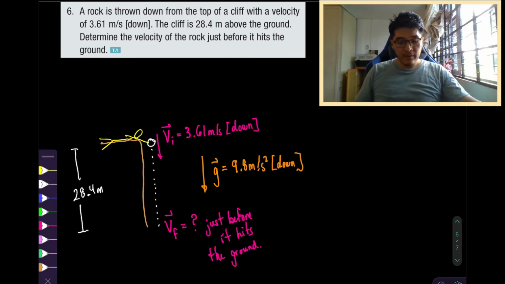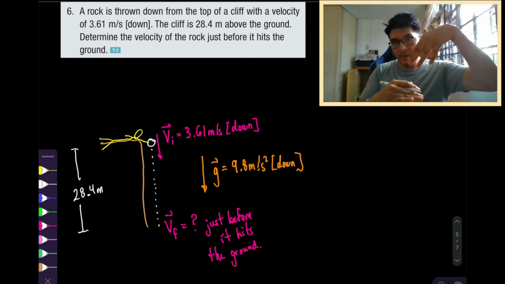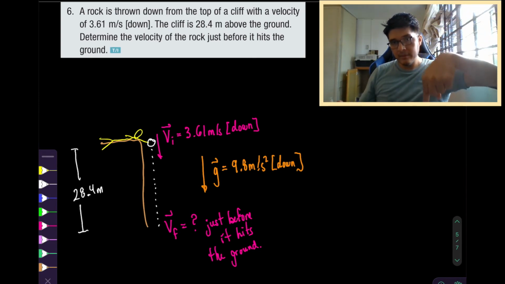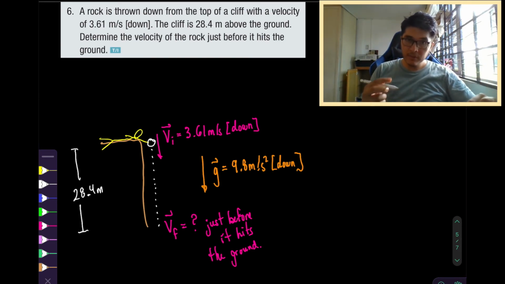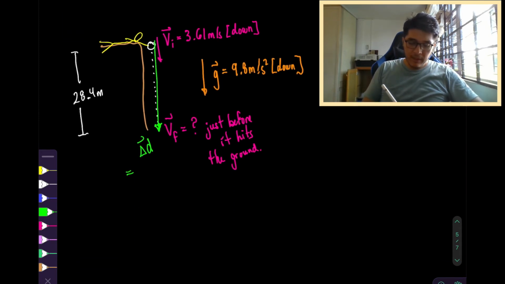But another thing that occurs is that you have only the height of the cliff, but because you're throwing it down, the displacement vector should also be pointing down. So this is where you're going to make the mistake most likely. So in this case, our displacement is occurring downwards. So our total displacement, if it's just before it hits the ground, is going to be 28.4, which is the height of the cliff, but now it has a direction, so we have to put down.